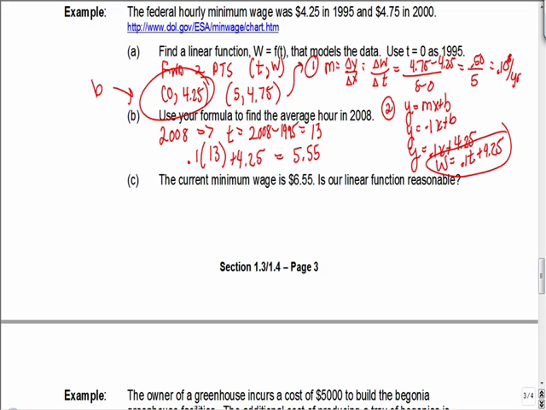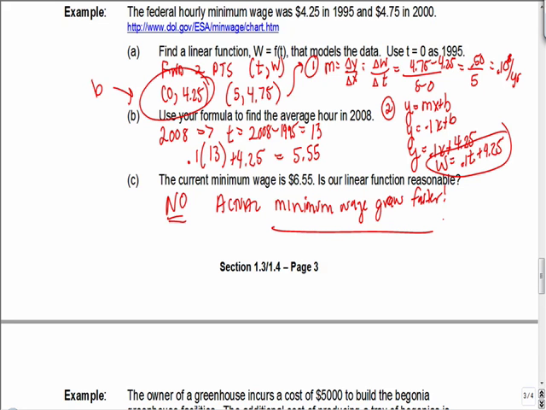So the question is, if the current minimum wage is $6.55, is our linear function reasonable? And the answer is no. Notice that the actual minimum wage grows or grew faster. Right? We'd rather have the actual rather than what the formula gave us.